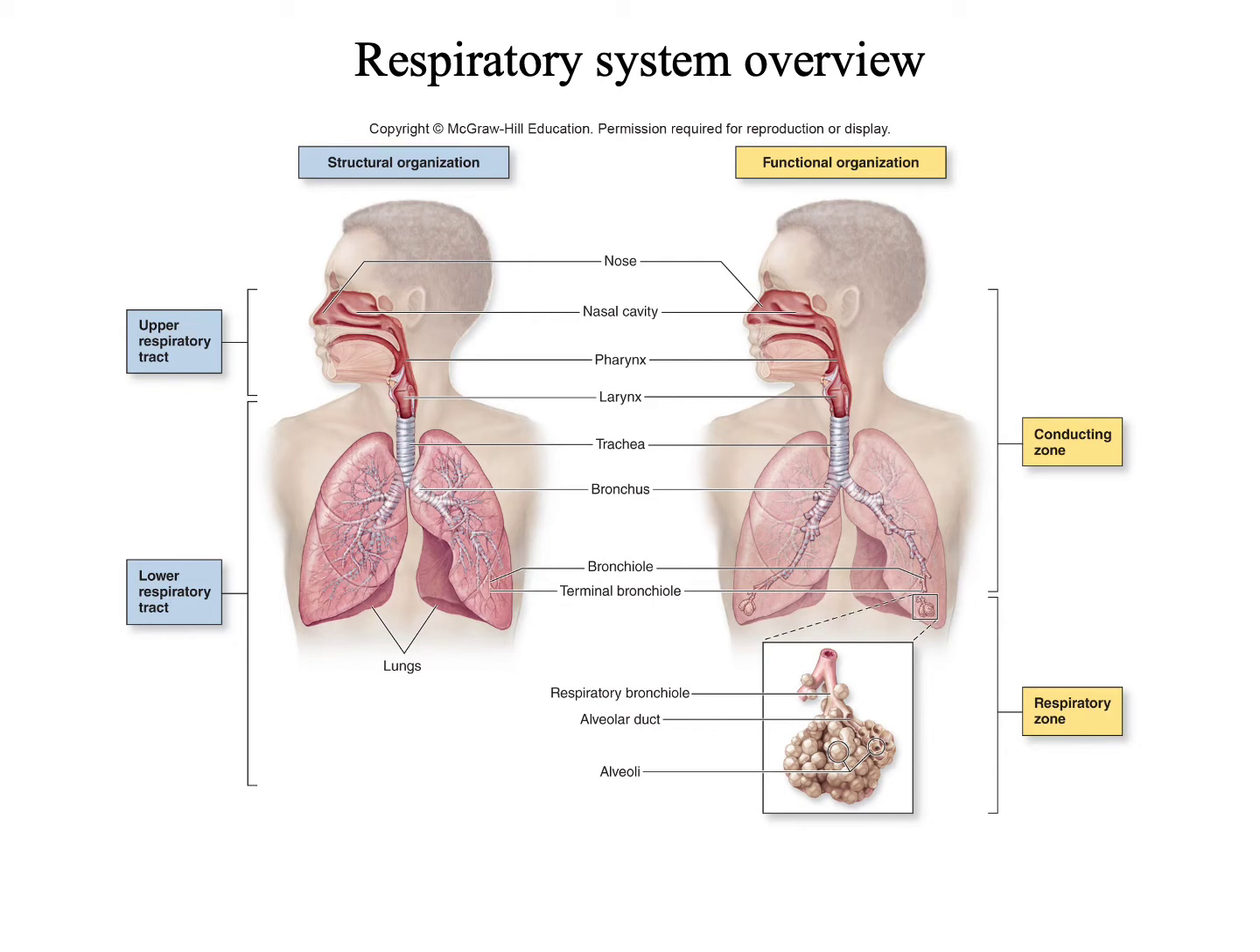The respiratory system can be organized a couple different ways. We can do that structurally or functionally. So we're going to work through the structural organization first, in which case it's divided into the upper respiratory and the lower respiratory tract. So we'll see we got this division here that would occur across the neck.